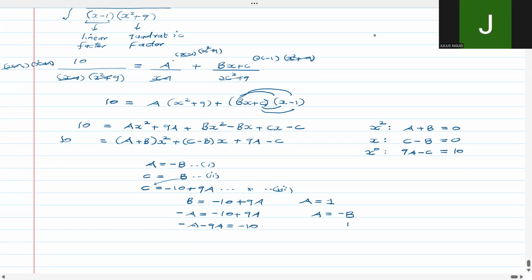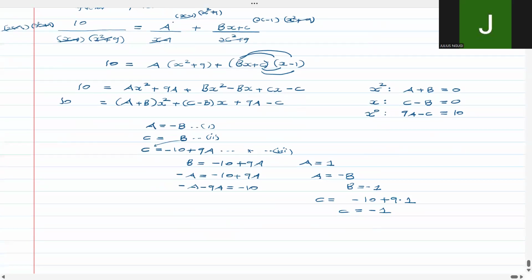So that means that b equals minus 1 because they have a difference of sign. Finally, c. C equals minus 10 plus 9a, but a is 1, so it's 9 times 1. So you have c equals minus 1 as well. So I am having the coefficients a, b, and c now.